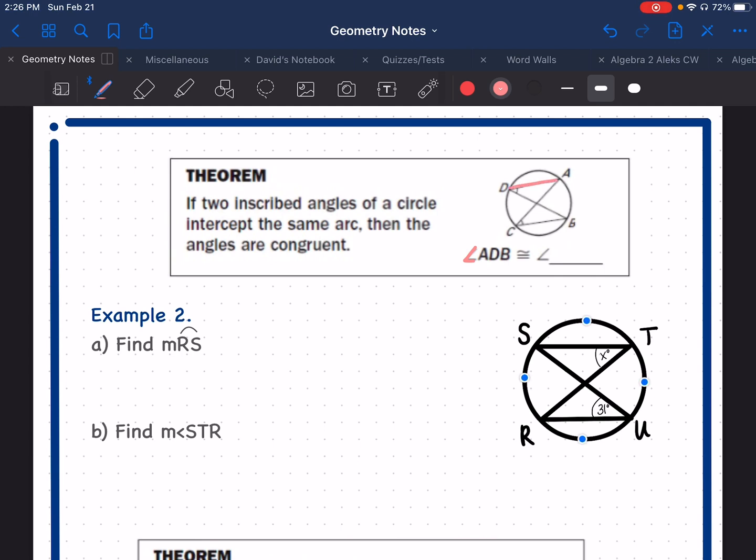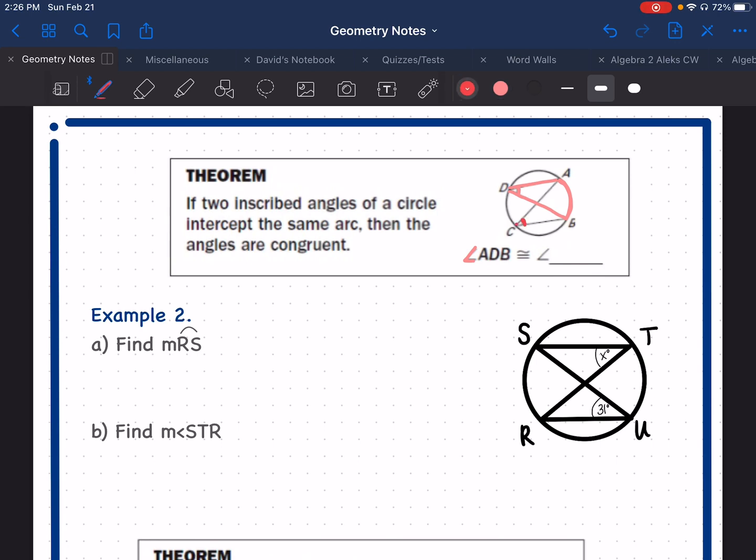A to D to B, there we go. And then I have to find my second arc. Notice that it is intercepting this arc. Here's my intercepted arc for that angle, ADB, right? This angle right here.